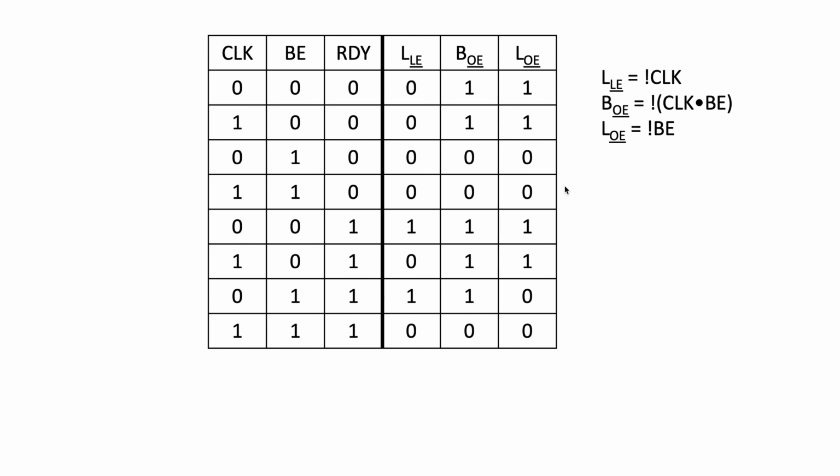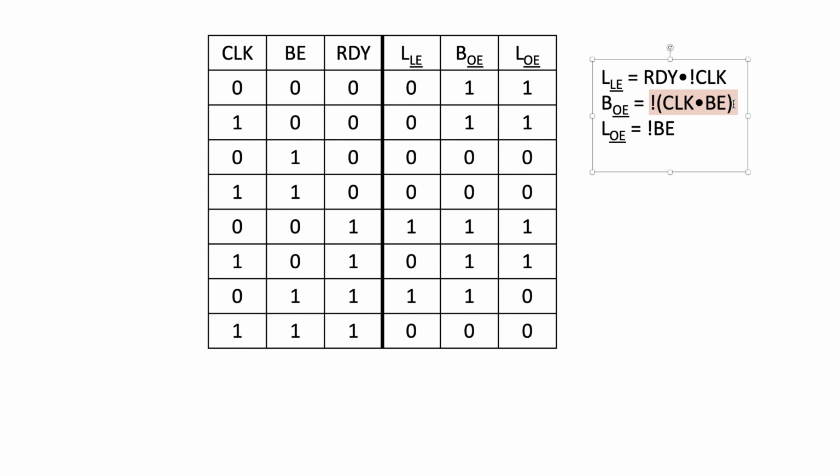So this is our updated truth table. Let's take a look at how the logic formulas will evolve. The output enable of the latch is still the inverted bus enable signal. There is no change to it. Then if we look at the latch enable signal, we can see that it's still the invert of the clock, but only if ready is high. So we should AND ready with the inverted clock.